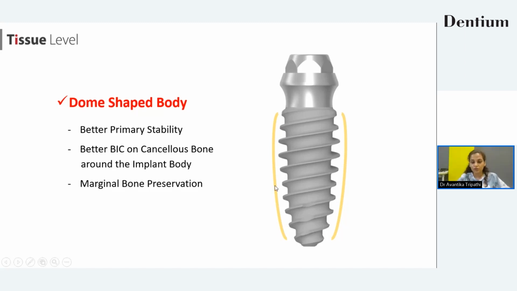The purpose of making the fixture's shape a dome is that the maximum diameter of this fixture will be in the cancellous bone. So the bone to implant contact area in the cancellous bone will be more, and the implant will be able to gain more primary stability.